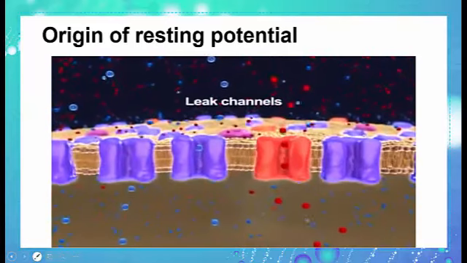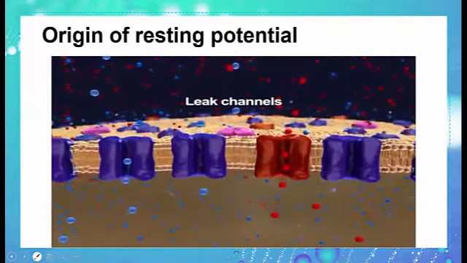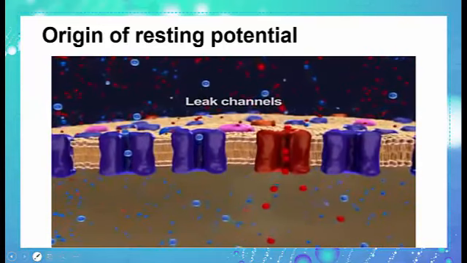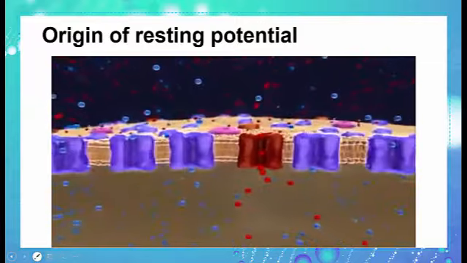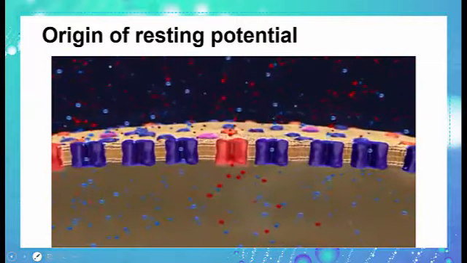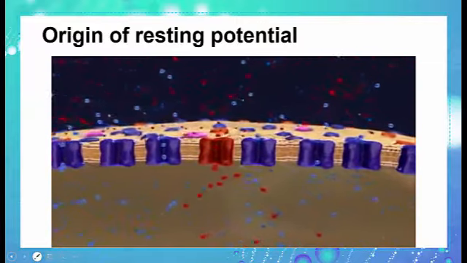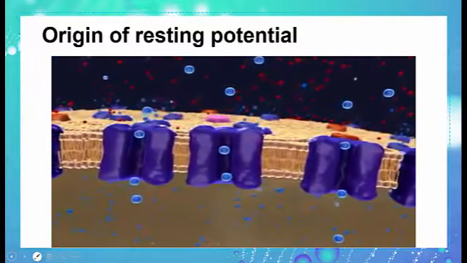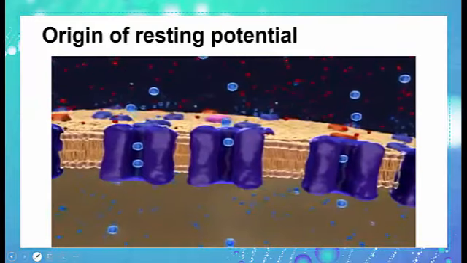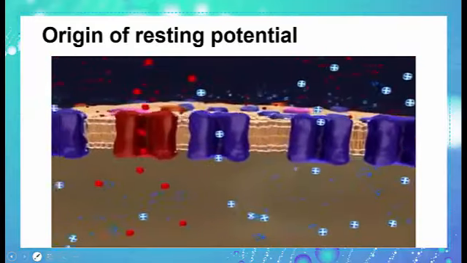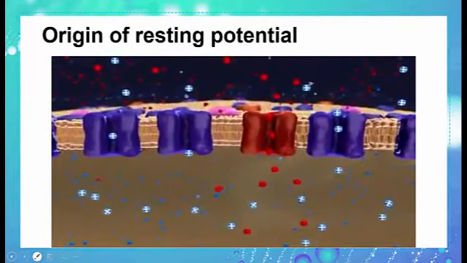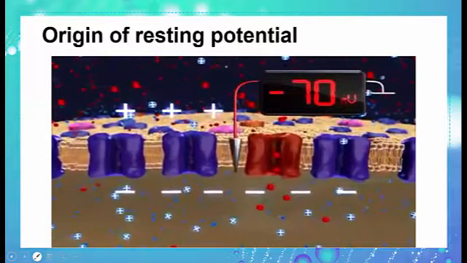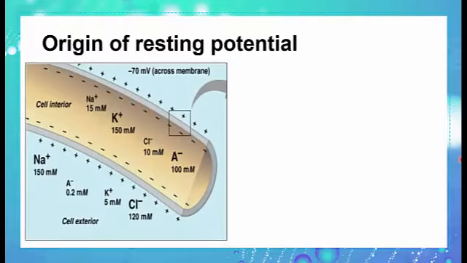Leak channels in the plasma membrane allow sodium and potassium ions to diffuse or leak down their concentration gradients. The membrane contains many more potassium leak channels than sodium leak channels. Thus, the membrane is much more permeable, or leaky, to potassium ions. As positively charged potassium ions leak out of the neuron, the inside surface of the membrane becomes negatively charged compared to the outside surface. So, observe well this figure.